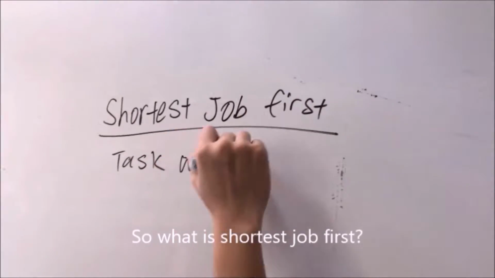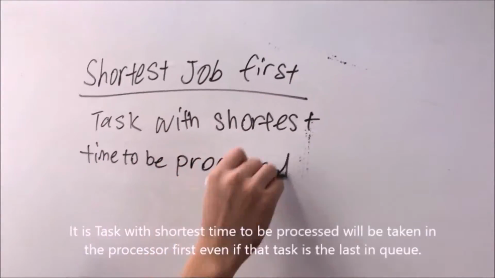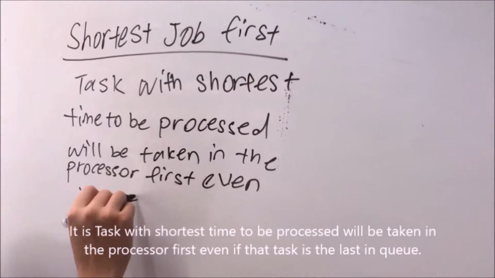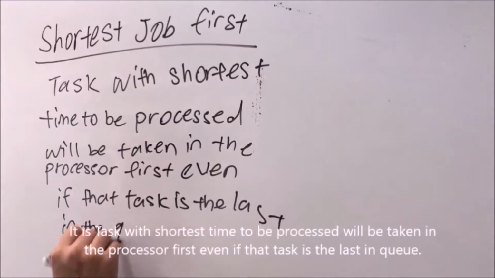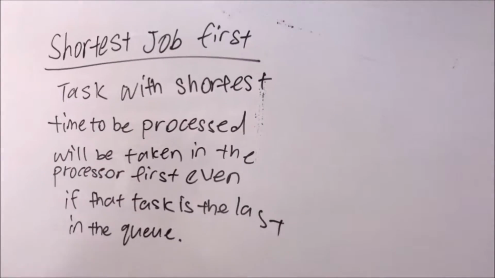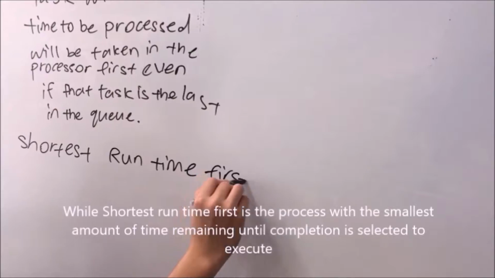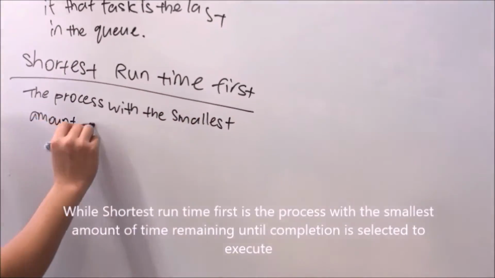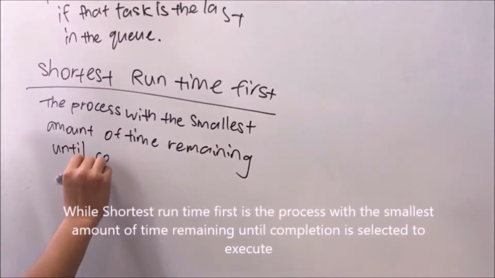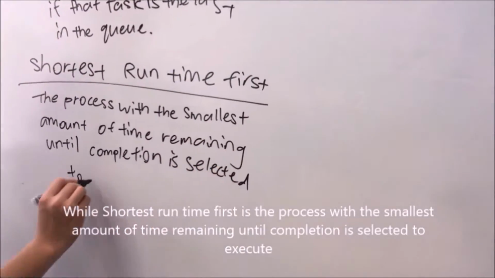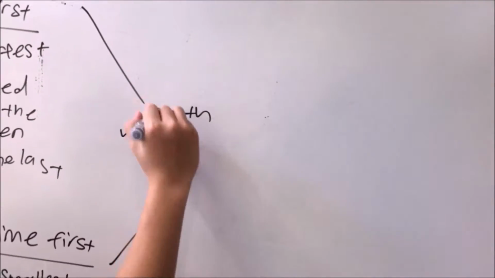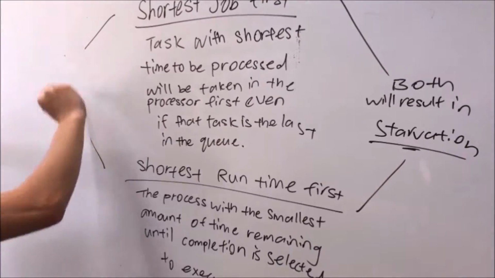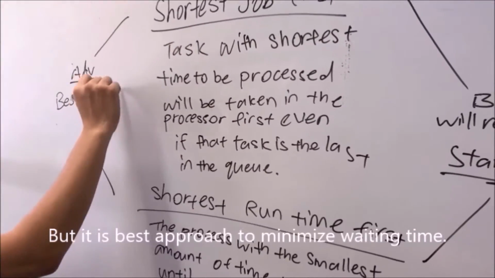So what is shortest job first? The task with the shortest time to be processed will be taken into the processor first, even if that task is last in queue. While shortest remaining time first is where the process with the smallest amount of time remaining until completion is selected to execute. But both will result in process starvation, but it is the best approach to minimize waiting time.